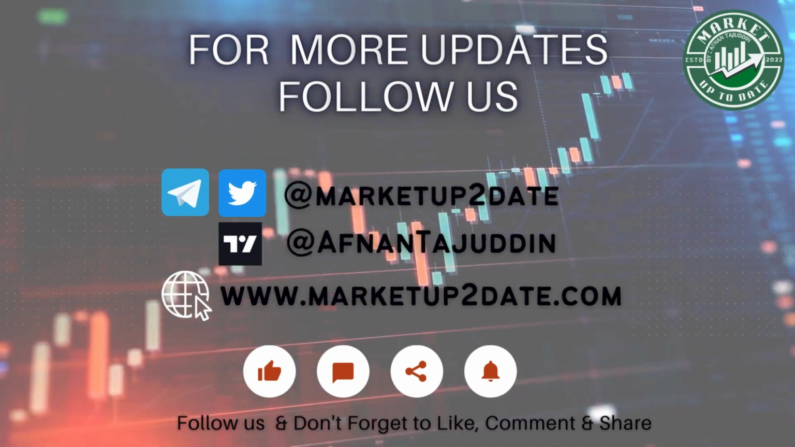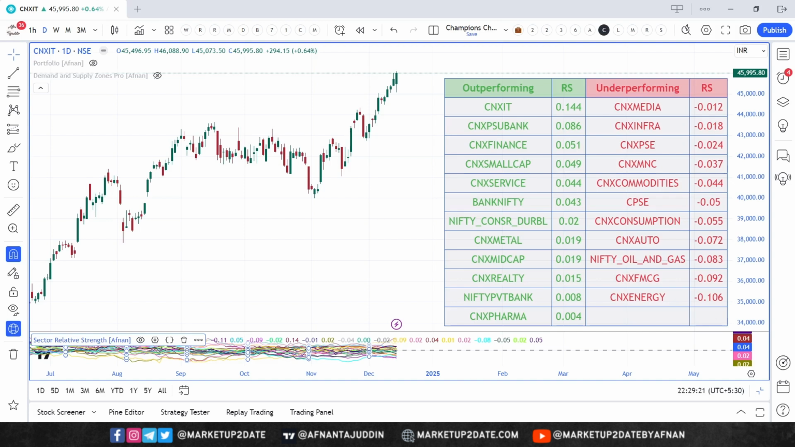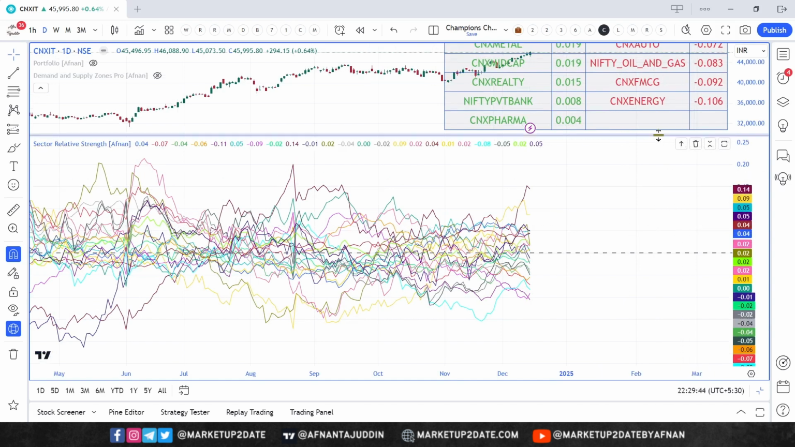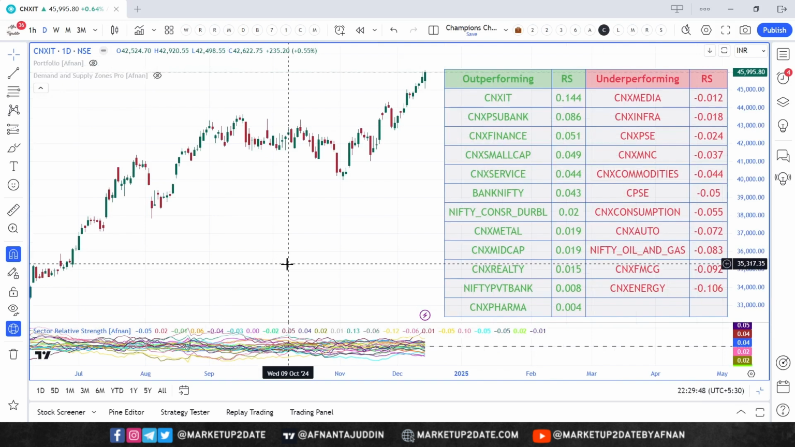And remember, this indicator is not limited to just the Indian market. You can use it on any global market by selecting the appropriate benchmark and sector indices. This means you can apply the same principle of sector rotation to markets worldwide. The color-coded plot makes it easy to visually track the performance of each sector, giving you a clear picture of the market's dynamics.